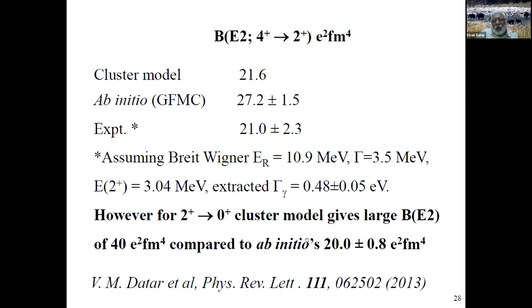I mean, one expects, of course, that the ab initio will do better. But in any case, as an experimentalist, this is something that you can perhaps more easily distinguish by a cruder measurement, in the case of the 2 plus to 4 plus.